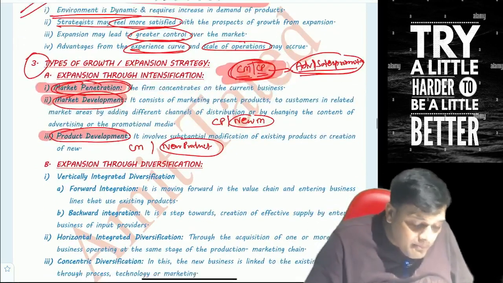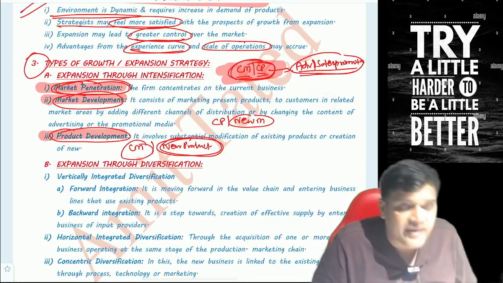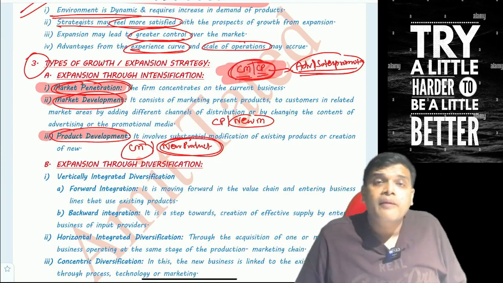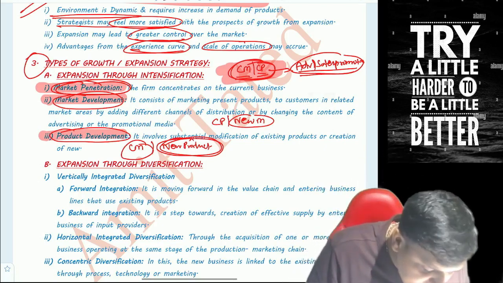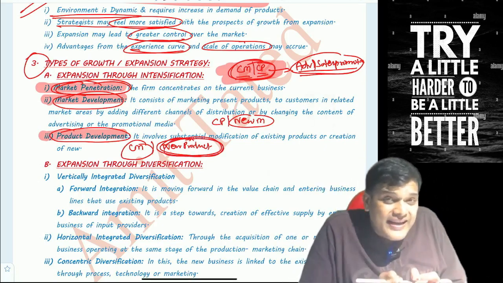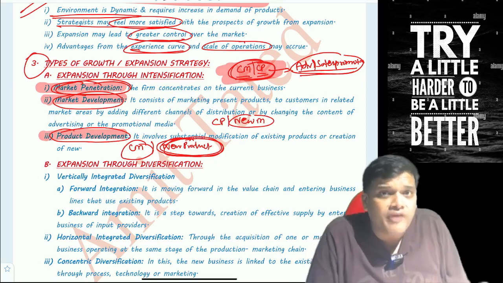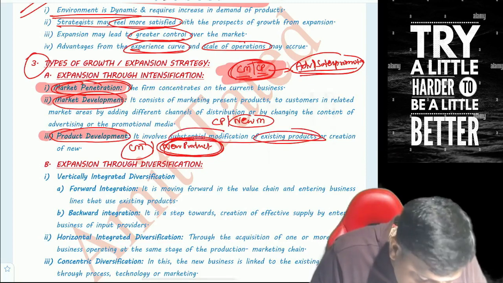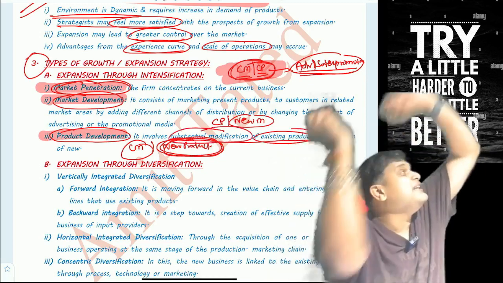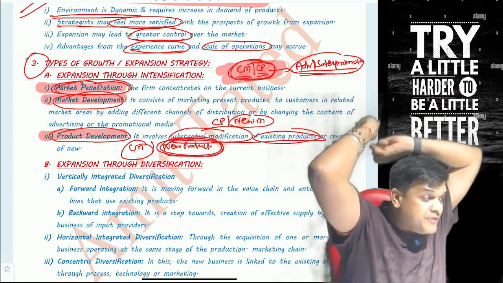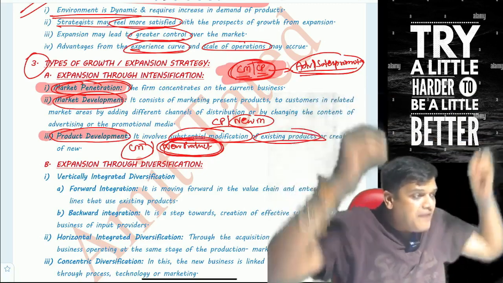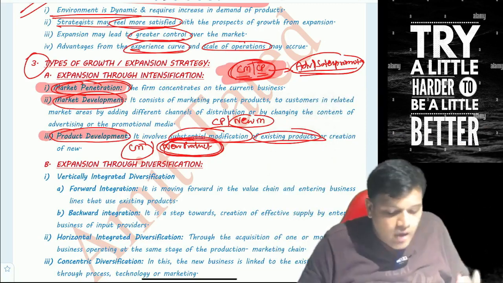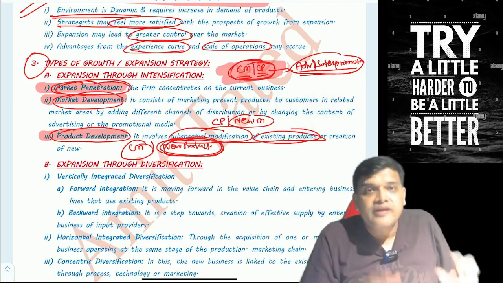In product development, I am bringing a new product in the current market. That is, the market is the same, but I am bringing a new product. Please understand, this new product should be related to your existing product, but there should be a substantial modification. It is not a completely new product. If it is a completely new product, it is diversification. It is a substantial modification of an existing product, or creation of a new product related to the existing one. This is called product development.